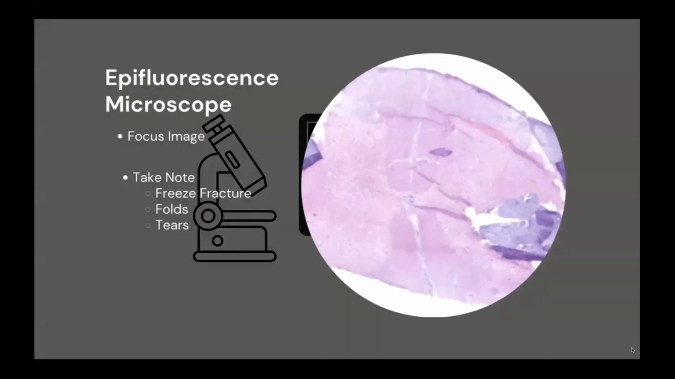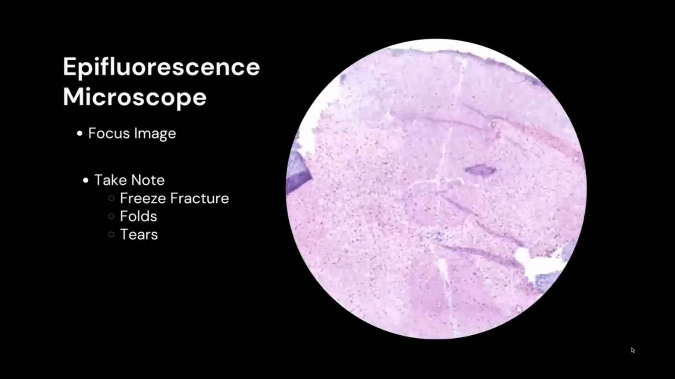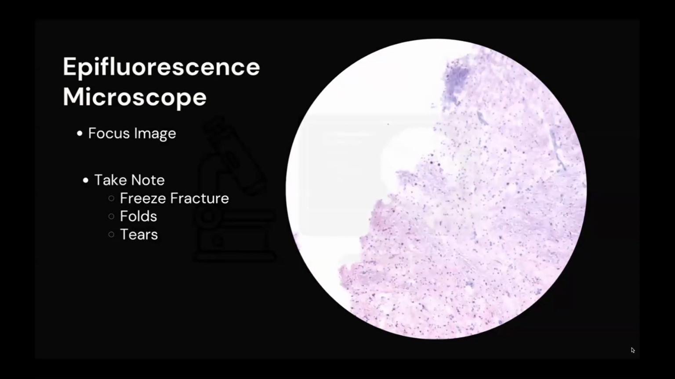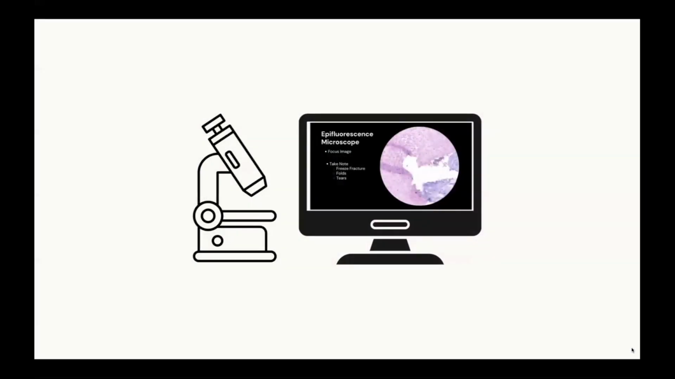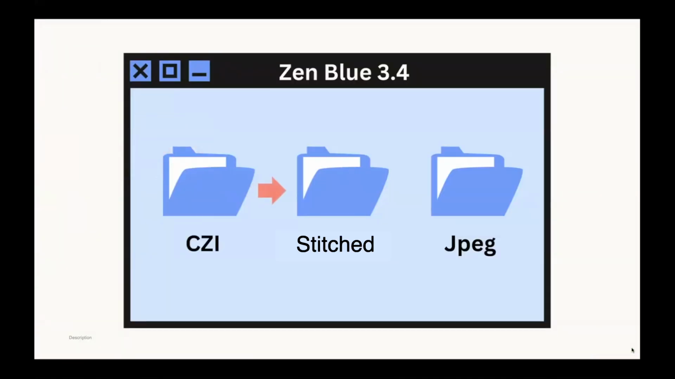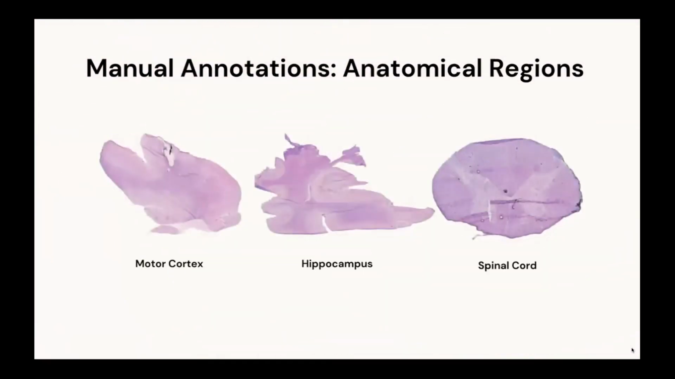In this process, you will use an epifluorescent microscope and the ZenBlue 3.4 software to look over the glass slide with the stained tissue sample, and note any freeze fracture, folds, and/or tears in the tissue sample for later annotation analysis. Once a tissue sample is deemed to have clear morphology, it can move along in the process to be imaged. These images are then saved as a raw CZI and stitched, then saved as a JPEG, which is best for tissue annotations. Today, we'll be looking at the three types of stained and imaged tissues in the motor cortex region, hippocampus, and spinal cord.